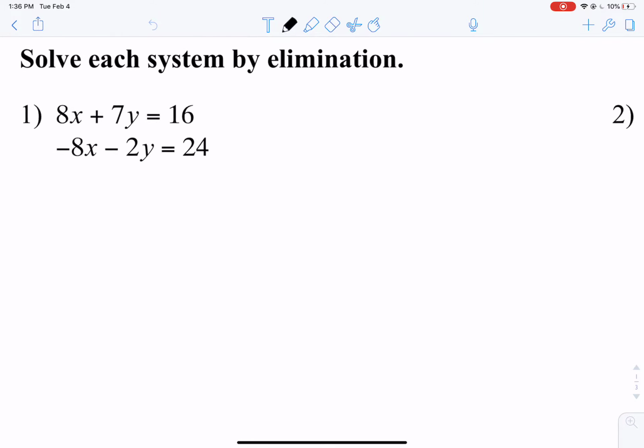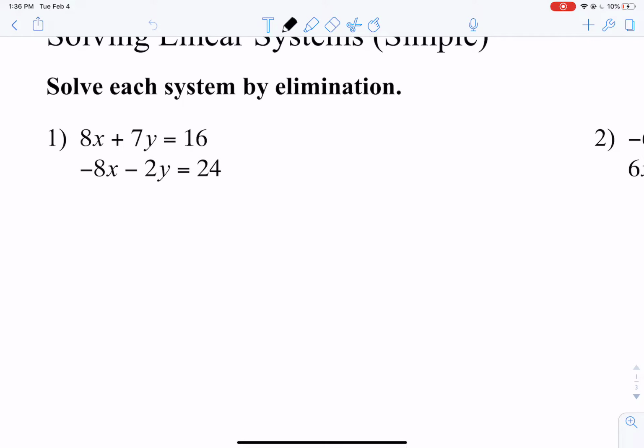We are looking at solving the system of equations by elimination. So on the first page, all we have to do is simply add and something is going to be eliminated. So for problem number 1, we're going to add. Let me pick a different color pen. Let's do blue so it stands out.